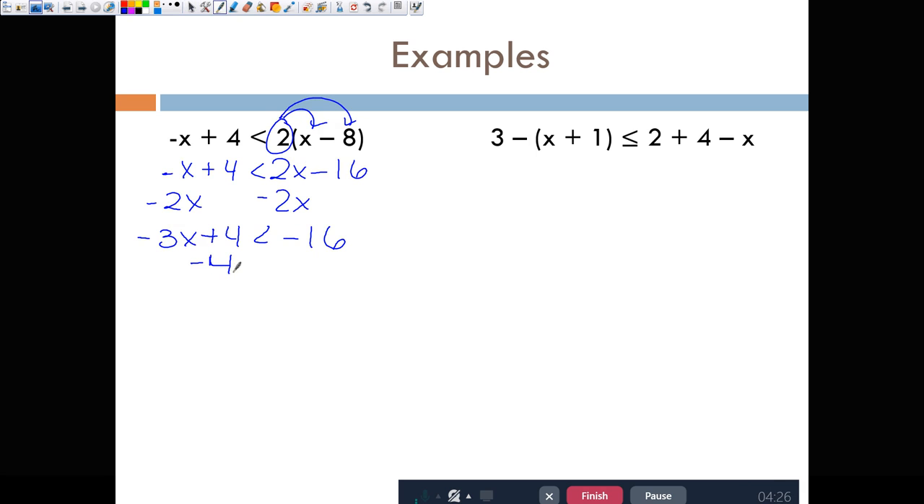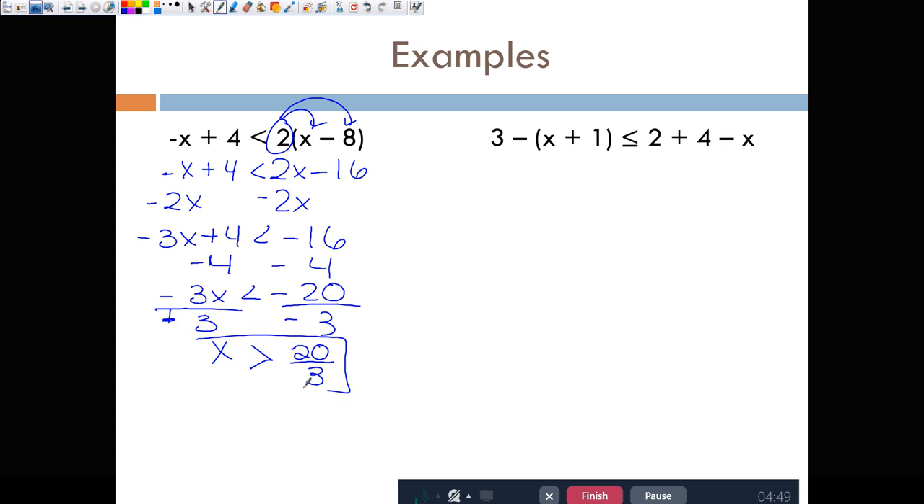Subtract 4 from both sides. Negative 3x is less than negative 20. And then we're going to divide by negative 3. So we're dividing by a negative number, so what do I have to do? Change the sign, or flip the sign, so it's going to become greater than. So x is going to be greater than, I have negative negative, so it's going to be 20 over 3, positive. And then if I was graphing this, I would just divide 20 by 3 and see where it would be on my number line.